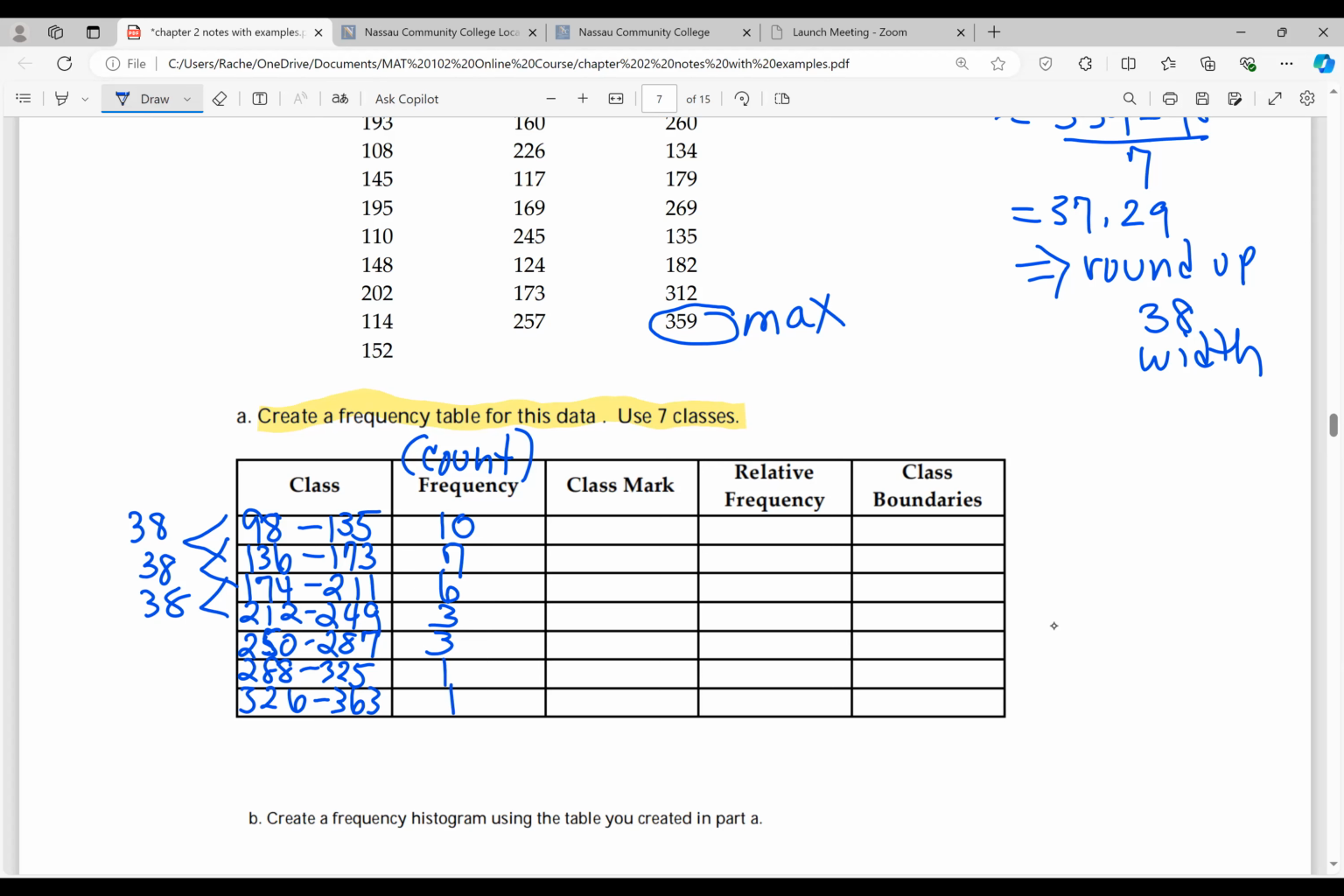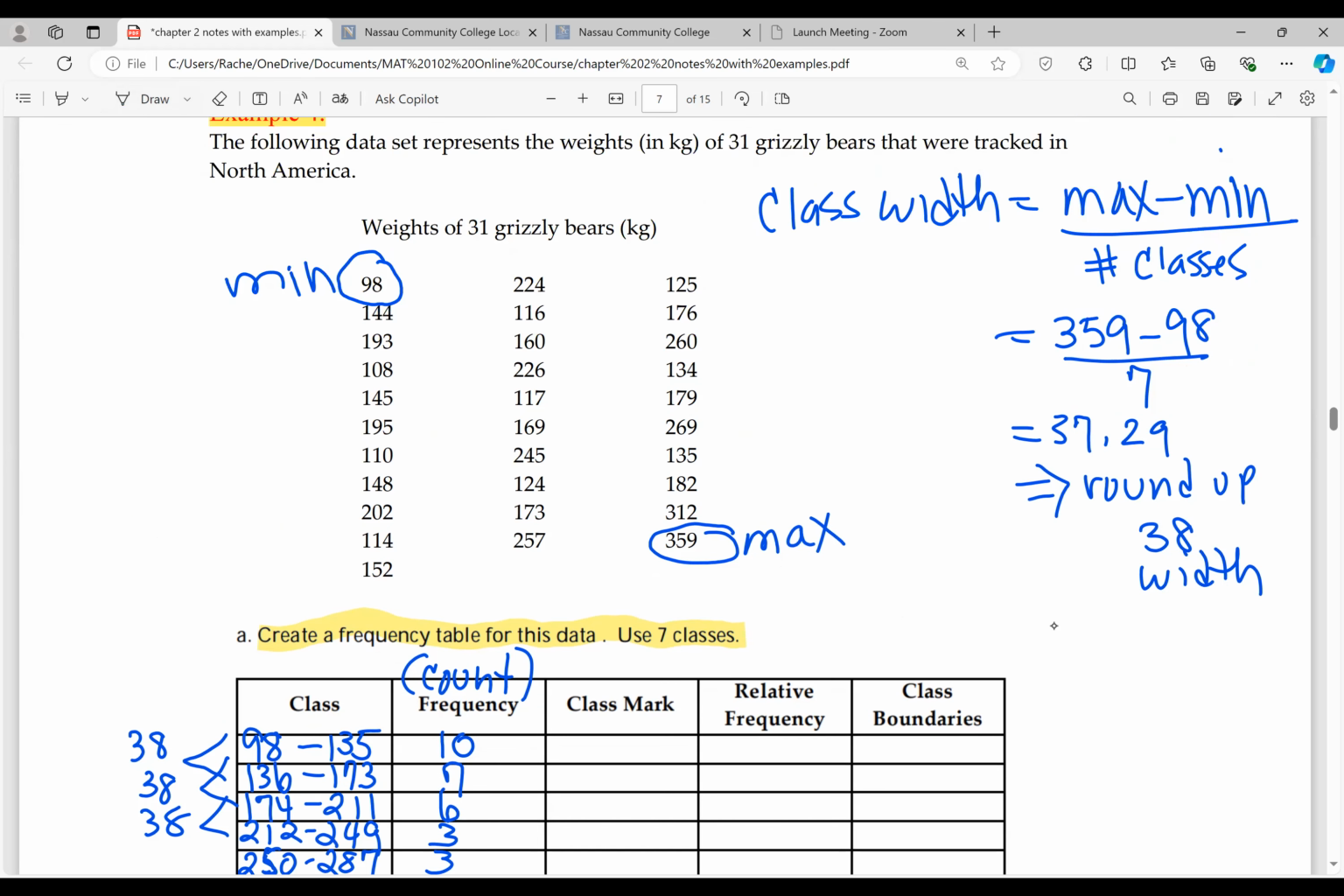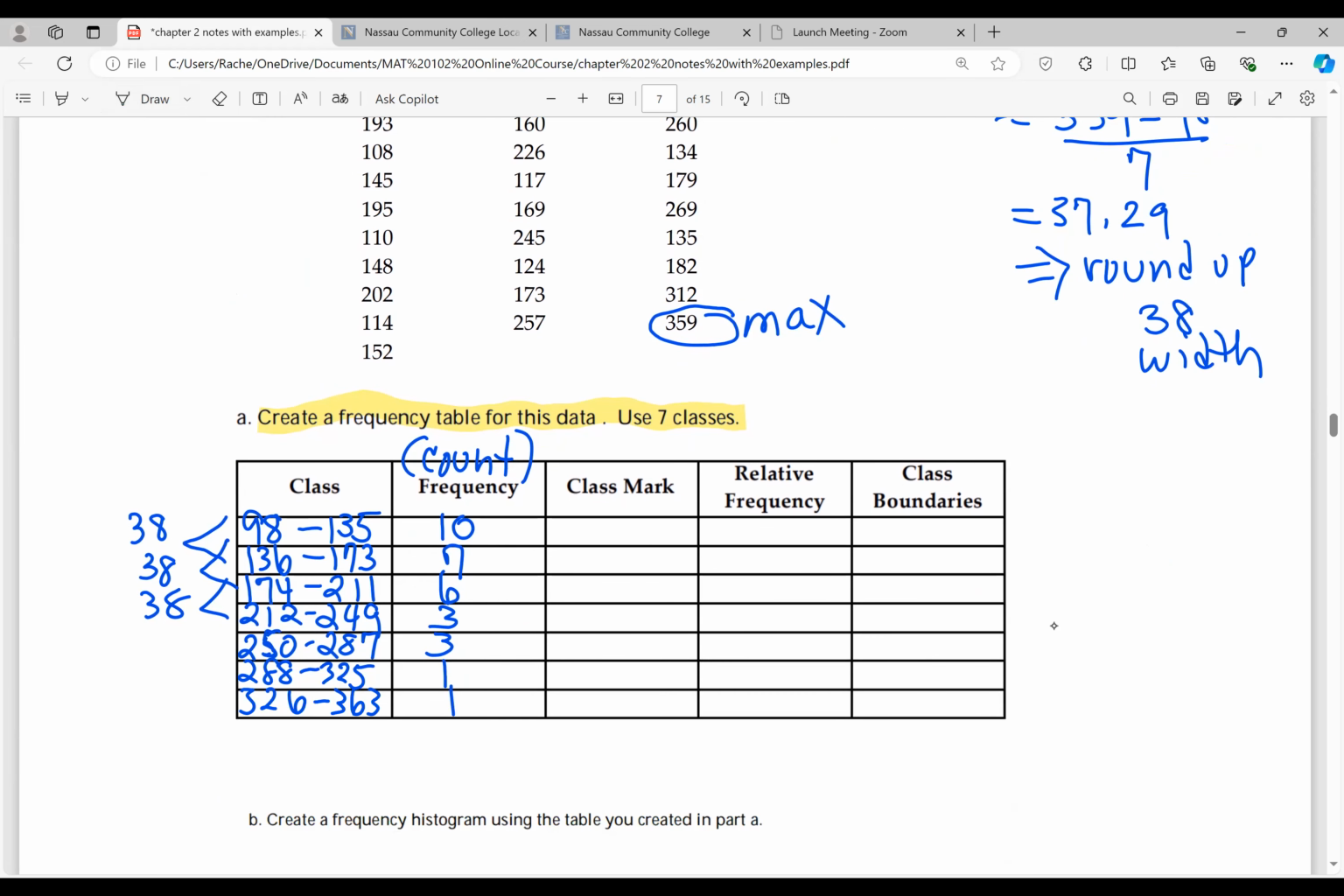I also want to point out that you can check to make sure that your frequency column makes sense, because think about it. There were 31 data values in the set, right? And each one of them is going to fall into a class. So your frequency column should add up to the total number of data values in your set, which in this case is 31, right? So 10 plus 7 plus 6 plus 3 plus 3 plus 1 plus 1 is 31. So that checks out. We didn't miss any.